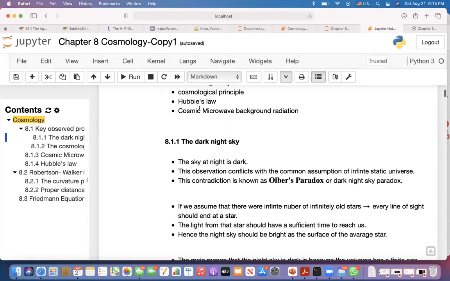Now, however, this observation that we have about the night sky conflicts with the most common assumption of an infinite static universe. We now know that we are not living in a static universe, but we used to have this assumption. Even Einstein thought this way in 1916 when he was developing his general theory of relativity.